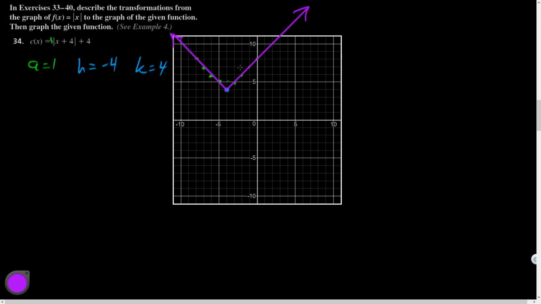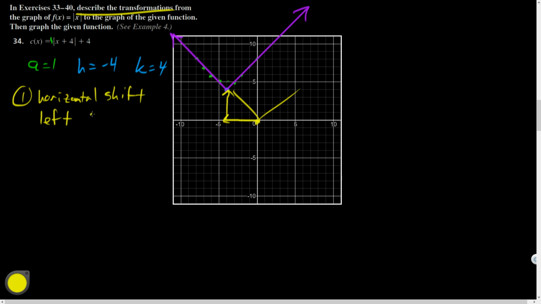So here we go. So here's my absolute value graph. They then asked to describe the transformation. Describe how could I get there from this graph? Well, to get there from this graph, I would have shifted over and up, right? So I would have had to do a horizontal shift left 4 units, followed by a vertical shift up 4 units, right? That's what I'm trying to say.